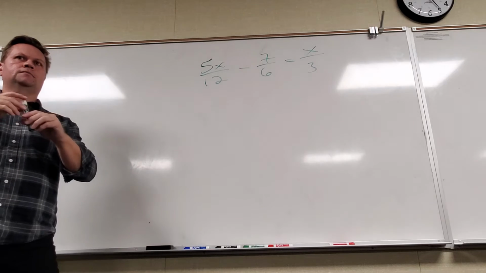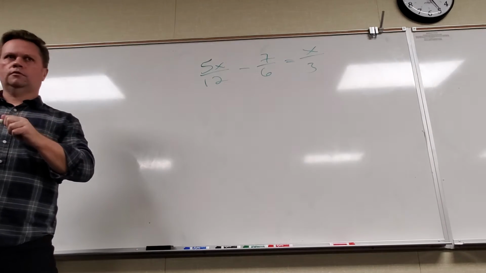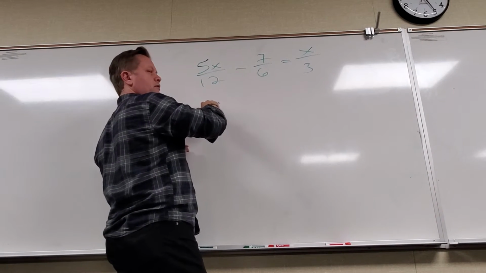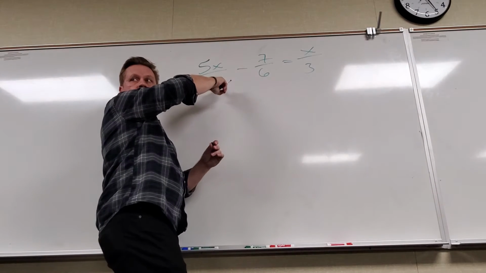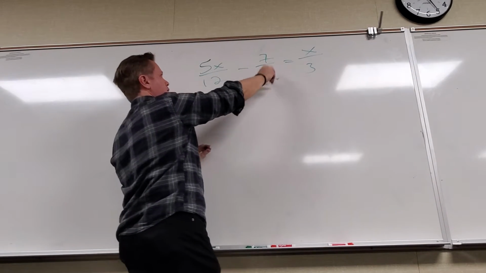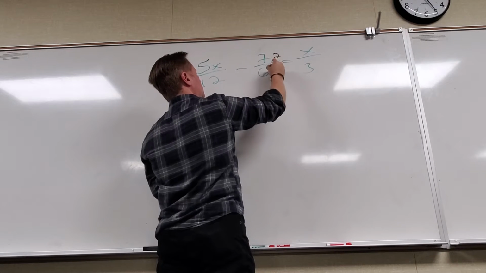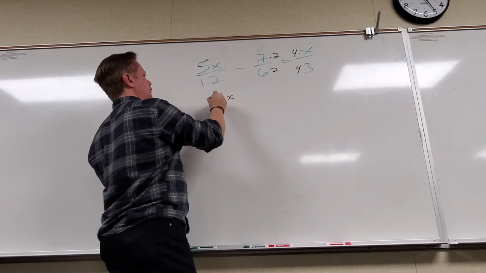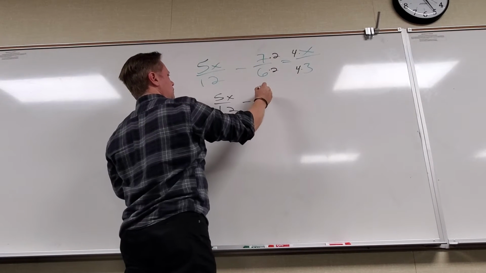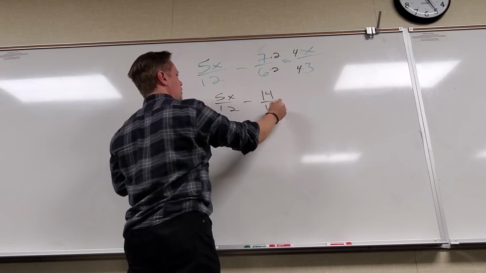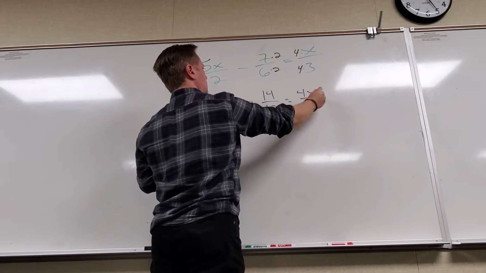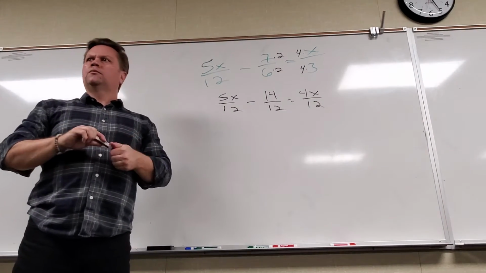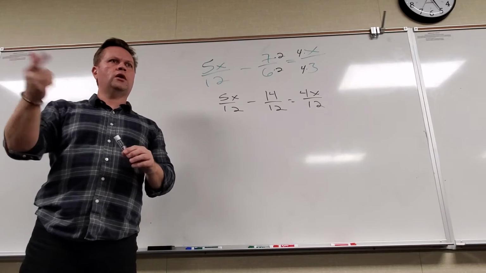Are all the bottoms the same? No. Can you make all the bottoms the same? Yes. What's the LCD going to be? You want 12. So how do you make this 12? Times 2. How do you make this 12? Times 4. So now I got 5x over 12 minus 14 over 12 equals 4x over 12, right? And now what can you do? Multiply by 12.